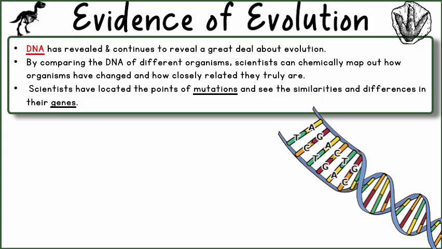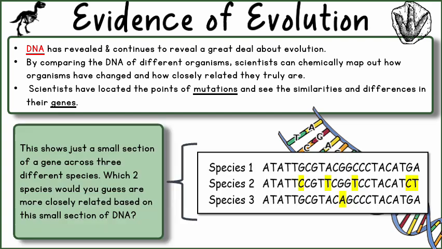DNA has revealed and continues to reveal a great deal about evolution. By comparing the DNA of different organisms, scientists can chemically map out how organisms have changed and how closely related they truly are. Scientists have located the points of mutations and see the similarities and differences in their genes. This shows just a small section of a DNA gene across 3 different species. Which 2 of the species would you guess are more closely related based on this small section of DNA?